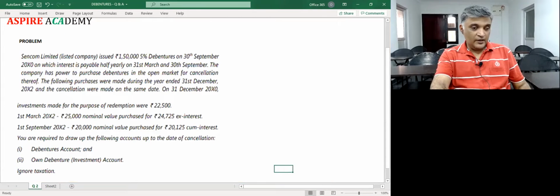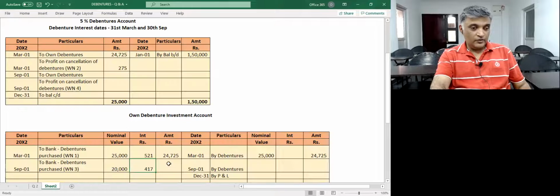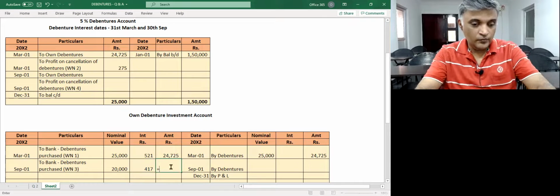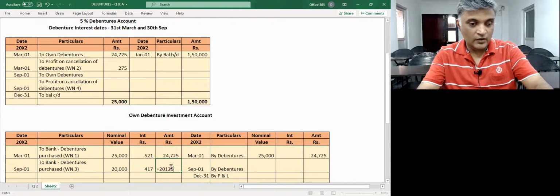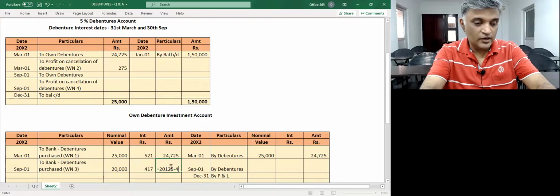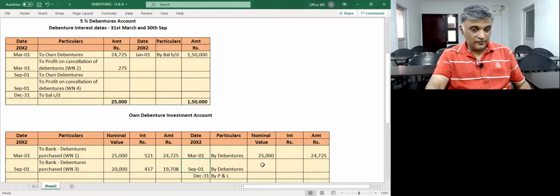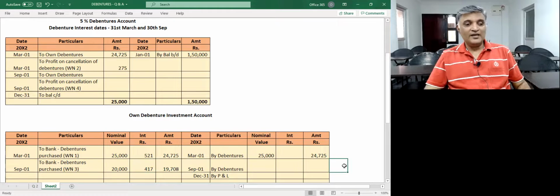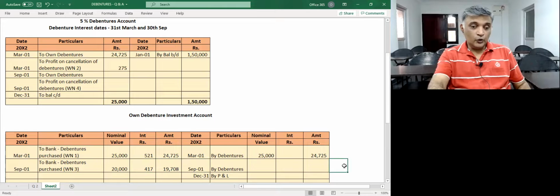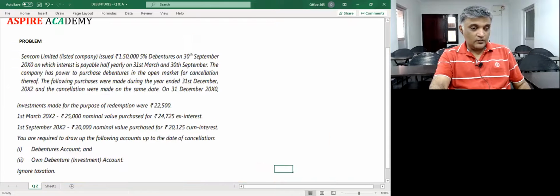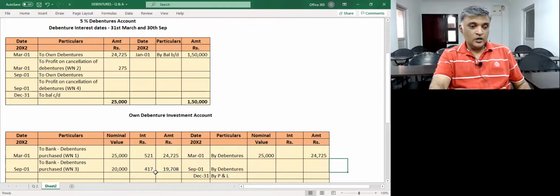Now we are paying totally 20,125, right? So if I want to compute the amount excluding interest, 20,125 minus 417, I will get 19,708. The total amount paid is 20,125, which is including interest. So when the interest is 417, what is the part which is excluding interest? It's 19,708. Now once you've done this, again we are going to cancel it.